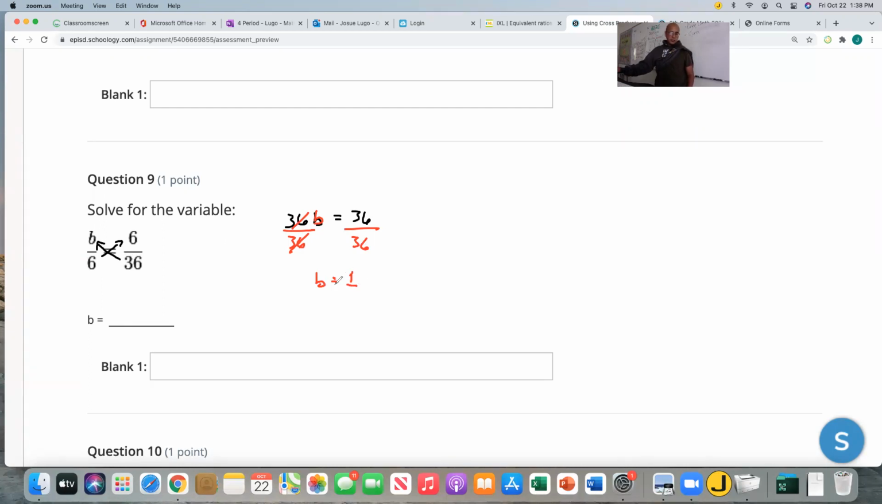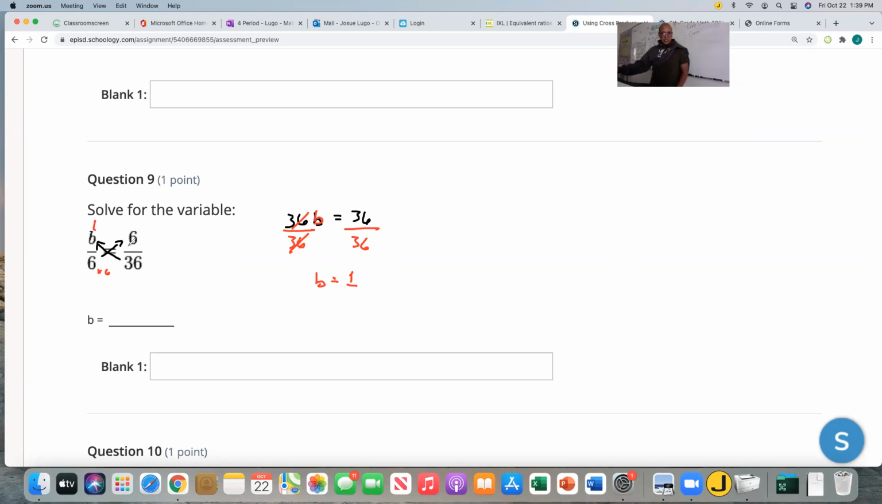That's my final answer, which makes sense because notice, how do I get from 6 to 36? You multiply by 6, meaning that 36 divided by 6 is 6. 6 divided by 6 is 1. It totally works out. It might be easier to see it the other way.